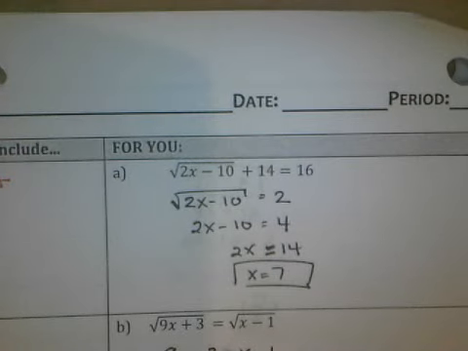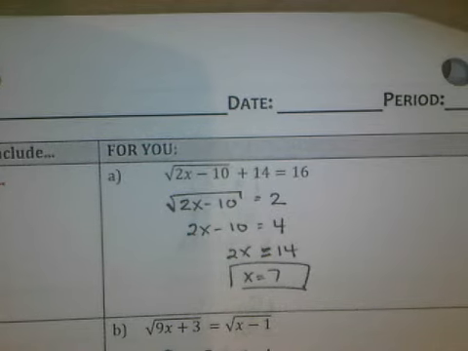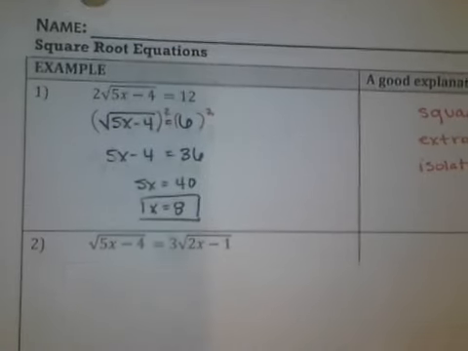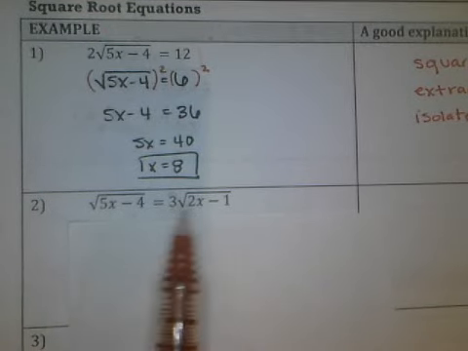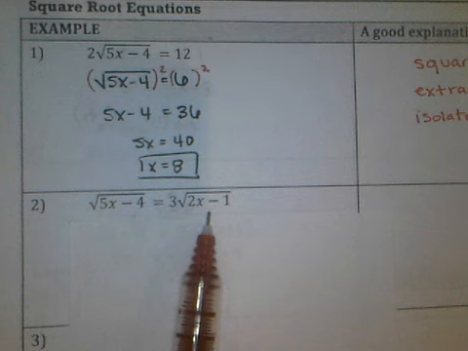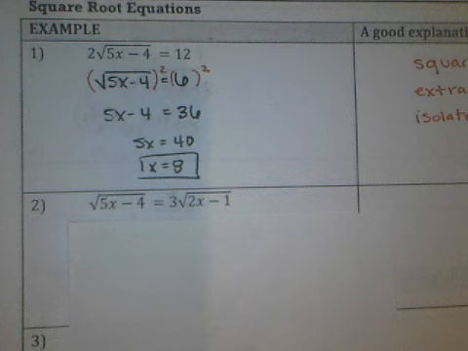There's the first answer. If you need more time looking at this, pause the video, otherwise I'm moving on. Problem number 2 is also a square root equation. However, it's slightly different because we have 2 different square root symbols, which means I can't isolate like I did above. In this case, I would just directly square each side.